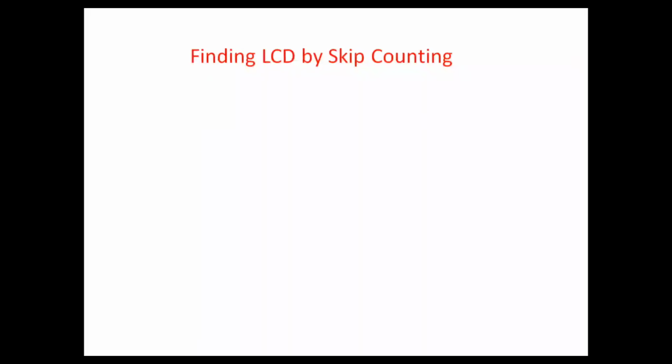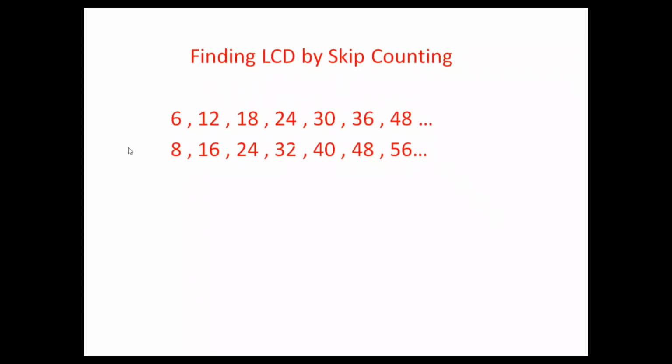How about 8? So 8, 16, 24, 32, 40, 48, 56, and so on. Then look if there are common numbers already. As we can see, we have two common numbers here, 48 and 24. But we need to find the least common number of these two denominators. What is the least common? That is 24. So our LCD is 24.